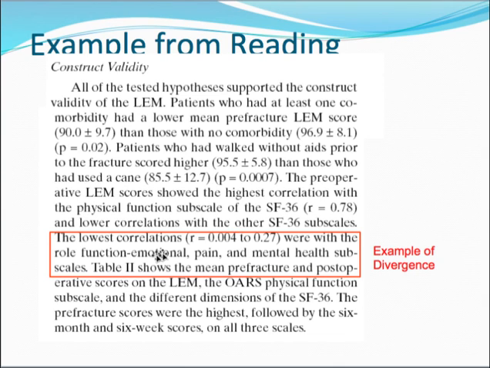And so what we can see here is that for the SF-36 pain scale, mental health scale, and role function emotional, here are their correlations, which are all very, very low. The closer to zero means they're less related, right? And there's no connection. And so this supports the idea that the LEM independently identifies function, and if you want to measure pain in a hip fracture patient, you should use a different scale because it's not being reflected in their answers on the LEM.